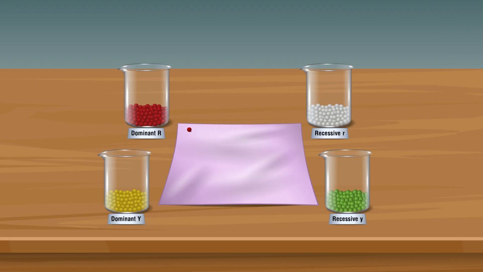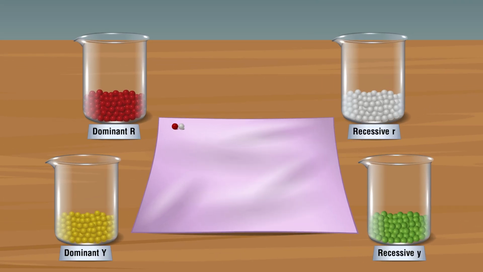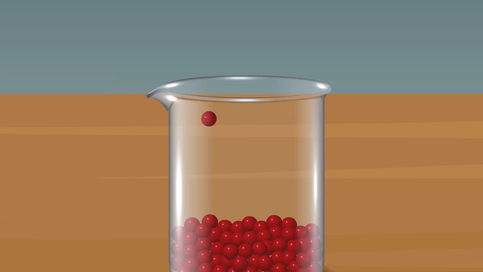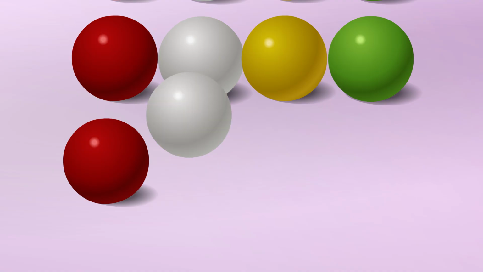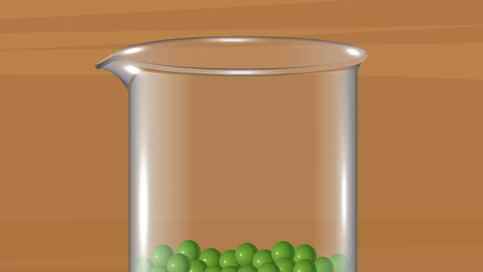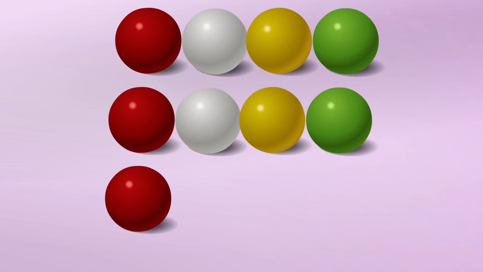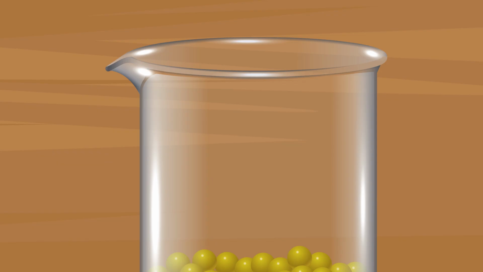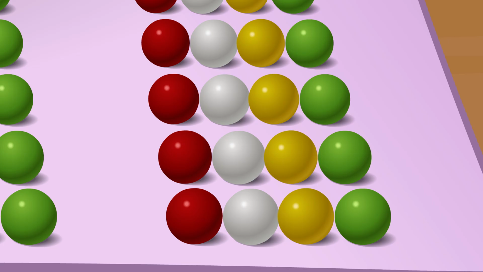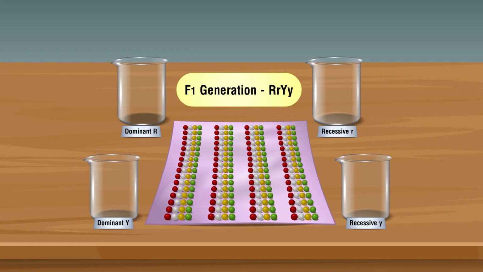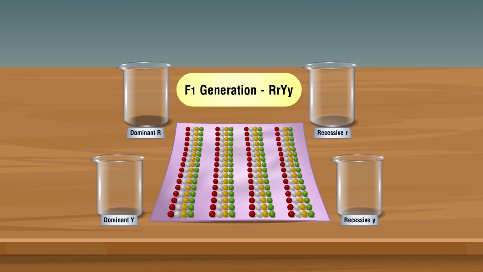Take the red bead and place it on the towel, and take the white bead and place it near the red. Take the yellow bead and place it nearby the white, and take the green bead, place it nearby the yellow. Arrange all the beads on the towel. The arranged beads represent the F1 generation.